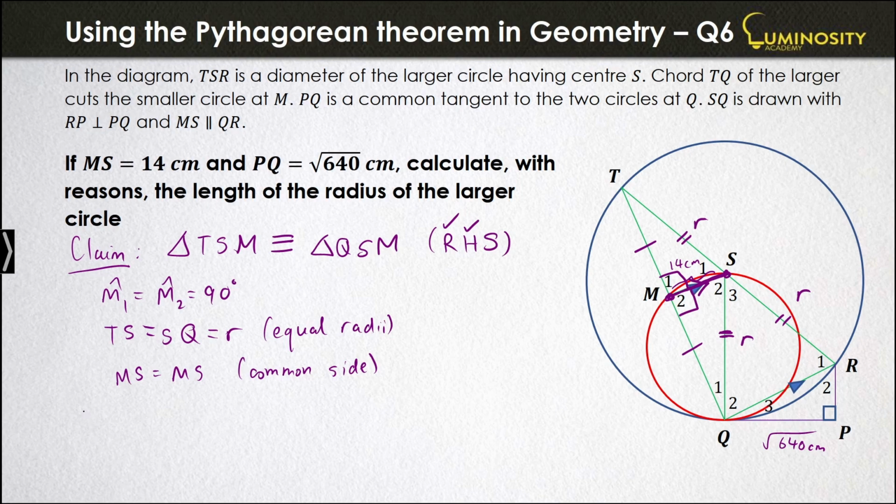So I can say, therefore by the midpoint theorem, that the length QR, the third side of the triangle, is going to be twice the length of MS. That's by the midpoint theorem.